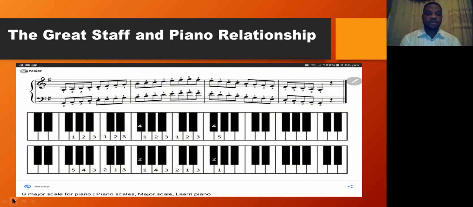Now let me show you this properly. Let me get my pointer. Now the right hand: finger 1, finger 2, finger 3. Then the next scale, finger 1. That's finger 1 will cross over to the fourth note. Finger 2, finger 3, finger 4. Then you can have this 1 again, 2, 3, 1, 2, 3, 4, 5. Then 4, 3, 2, 1.